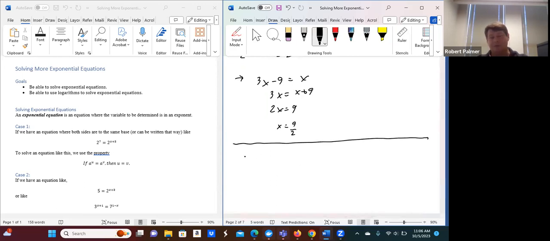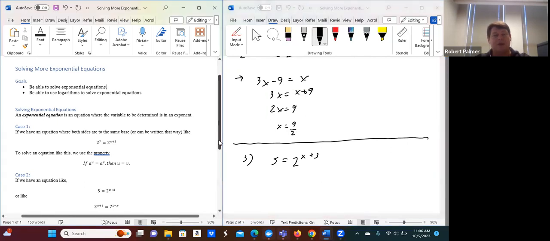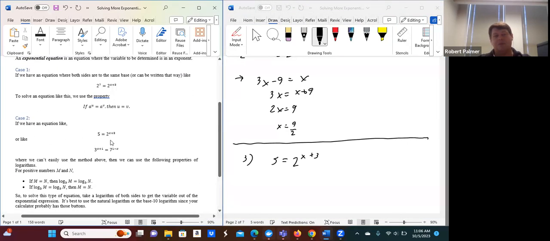So let's look at an example here. This will be on number 3, and we'll explain it over on the left. Let's say we have 5 is equal to 2 to the x plus 3. Okay, so let's go back to the left. This is what I call case number 2. In case number 2, you basically can't do that.